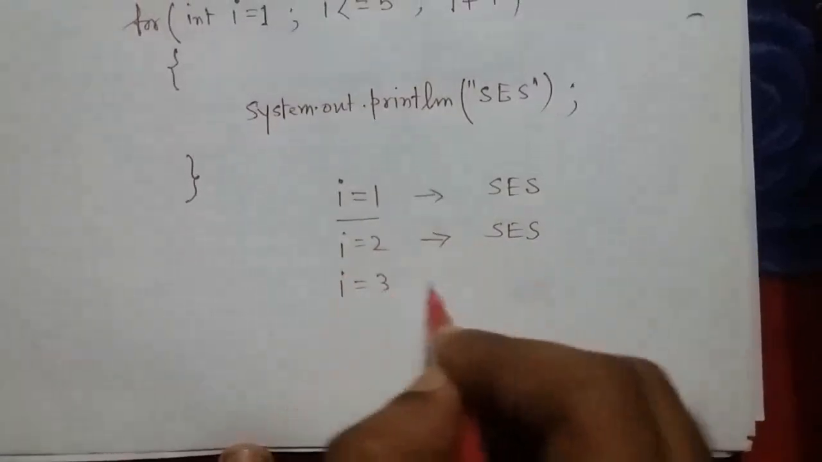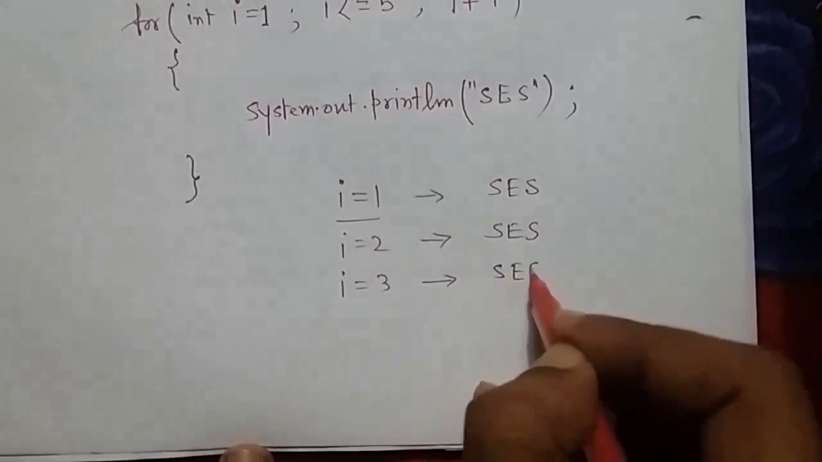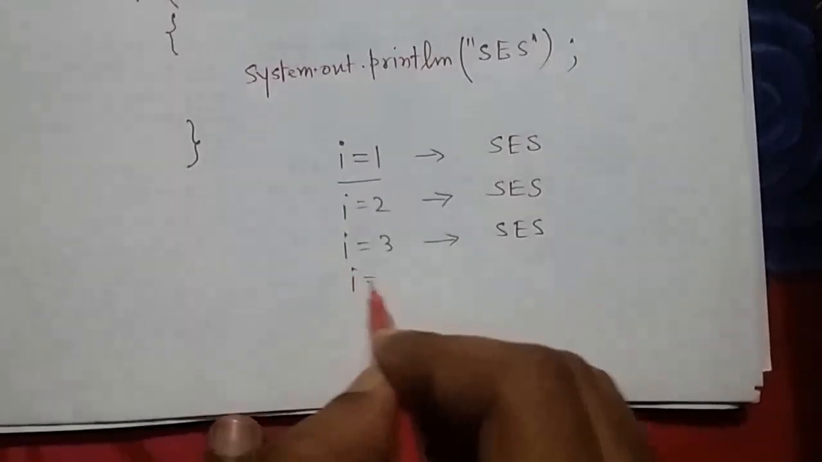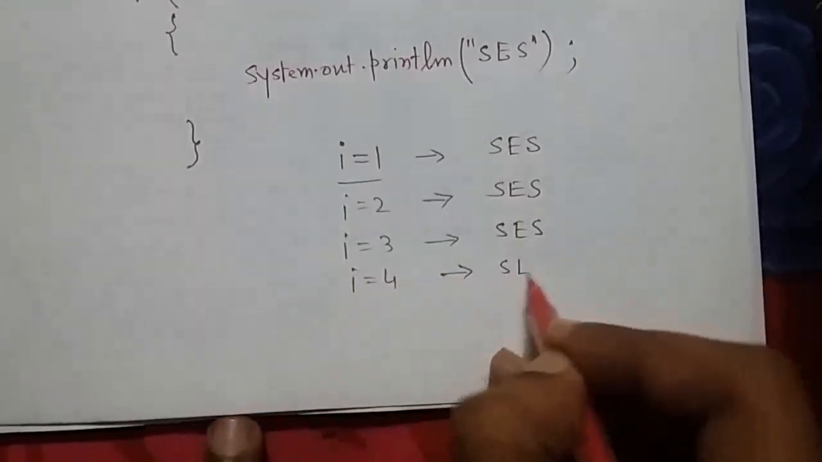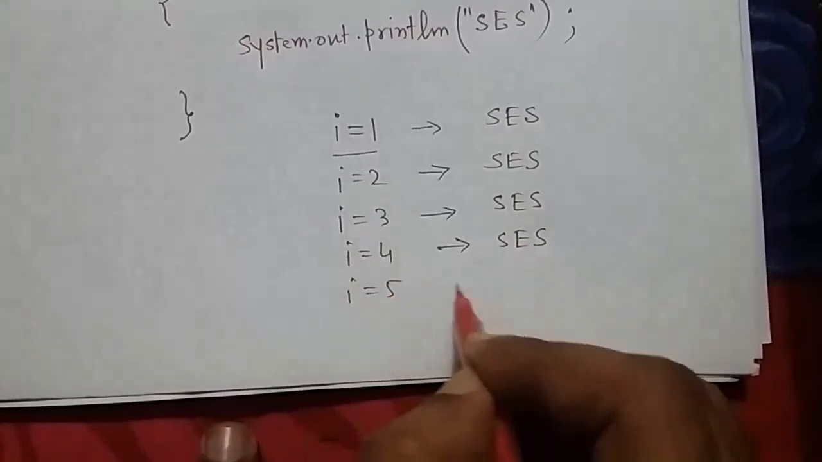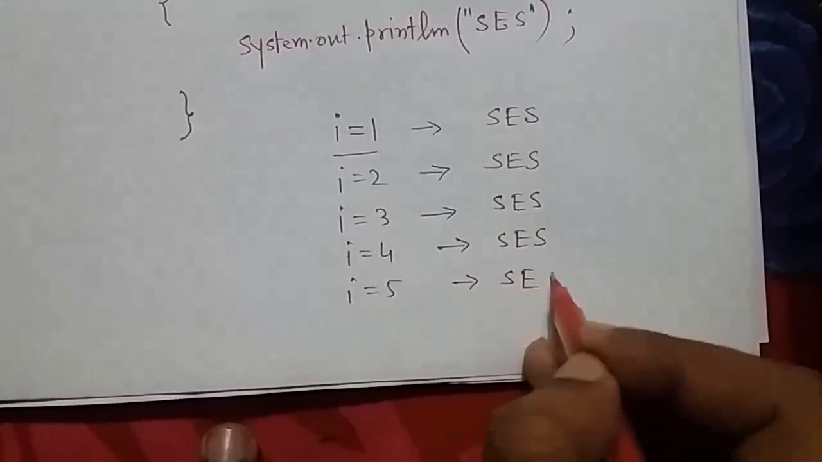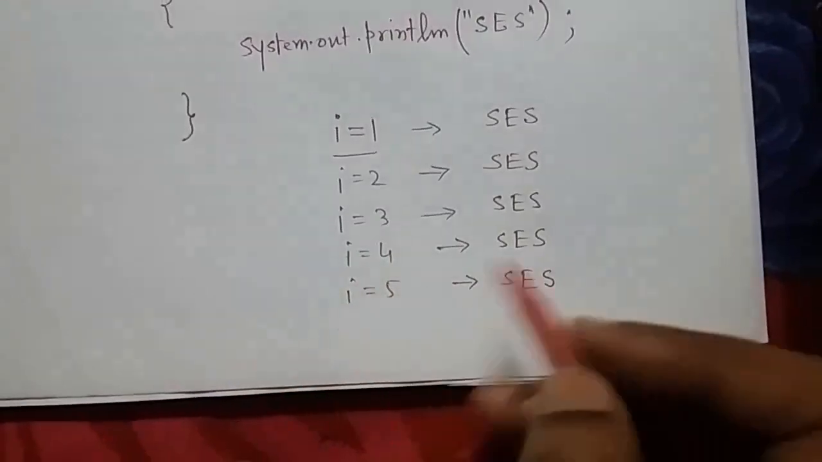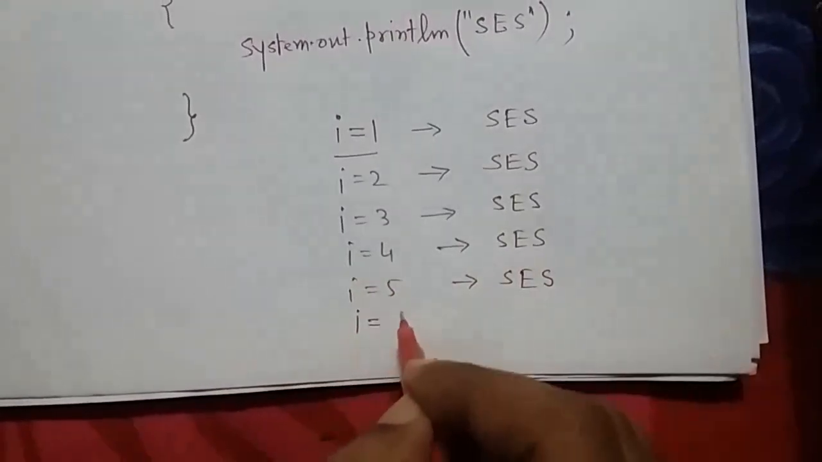For I equals to 3, ACS will be again printed. For I equals to 4, ACS will be again printed. For I equals to 5, for the last time, ACS will be printed. And the value of I will be 6.